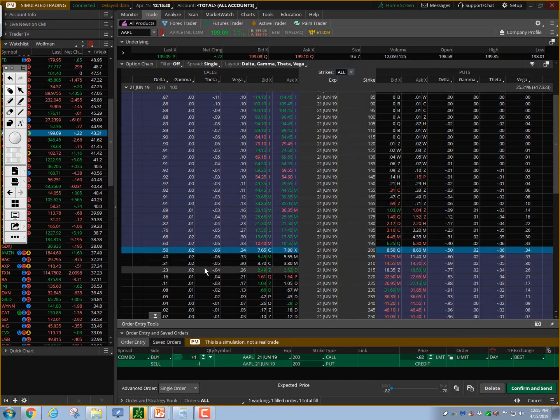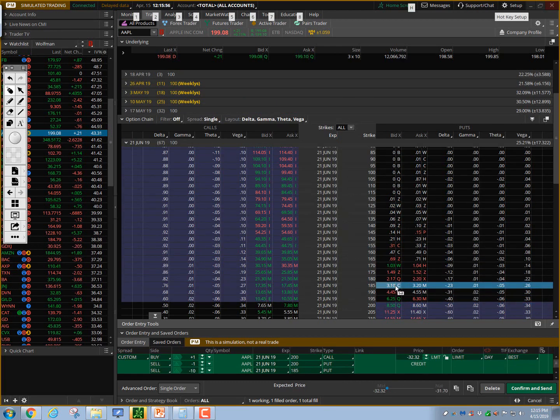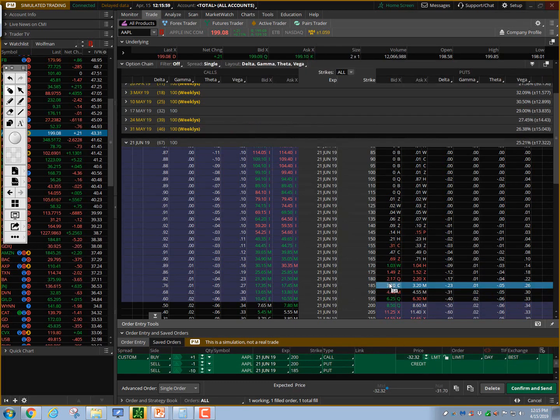I talked about this. We want to try to go to about the 25 delta. You can see we don't have the 25 delta. So it's kind of a pick 'em. Do you want less probability and more risk? So this would be buying that one and selling those. So we can see, oops, let me sell those.